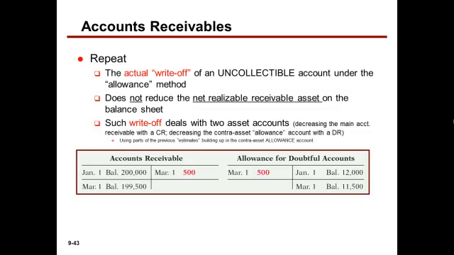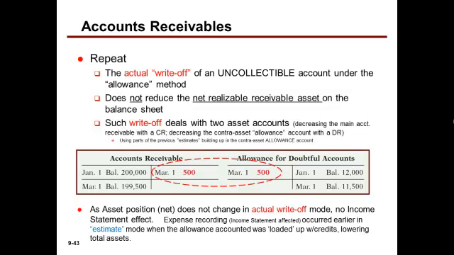Just reminding us of the T account balances. The write-off removes a specific receivable from our main receivable account with a credit and removes part of the $12,000 credit balance in the allowance account with a debit. Net asset position is unchanged. And so if asset positions are not changed in the actual write-off mode, there's no income statement effect.